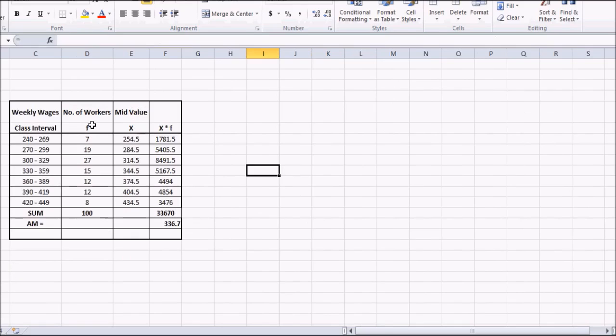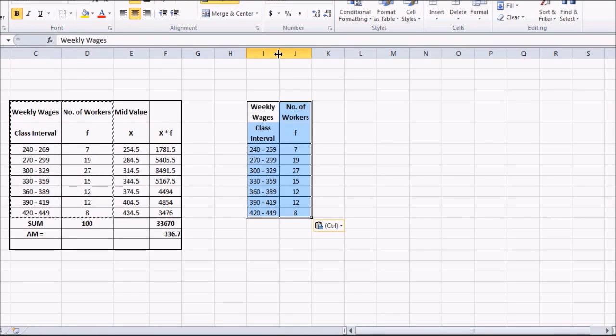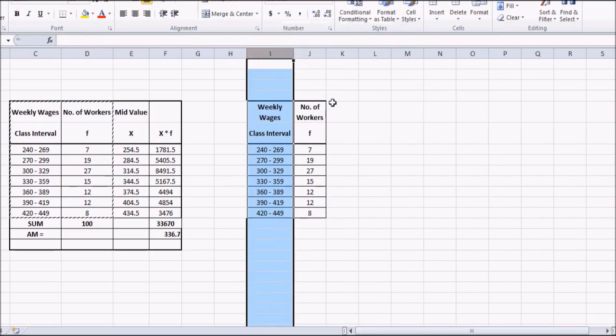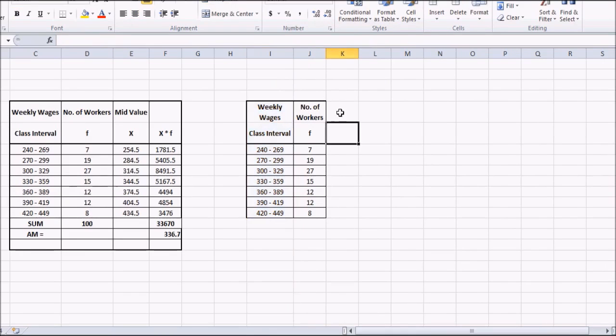Let's take the previous question itself, which we have done, and let's redo it using the deviation method. Yeah, so we have the class intervals and we have the number of workers. As usual, we'll first find the mid value, and lucky for us we have the mid values here known to us, so let's take them directly. So these are the mid values here.